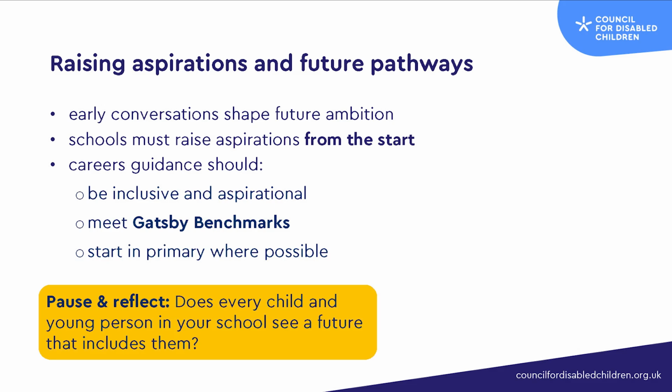Earlier in this unit, we looked at national data showing that disabled children and young people often experience poorer outcomes, especially around exclusions, attainment, and what happens after they leave school. One reason for those outcomes is low expectations, both within the system and sometimes in the messages children pick up from the adults around them.